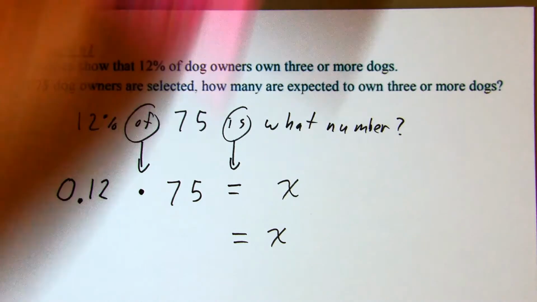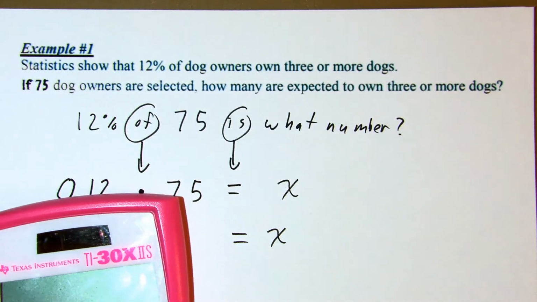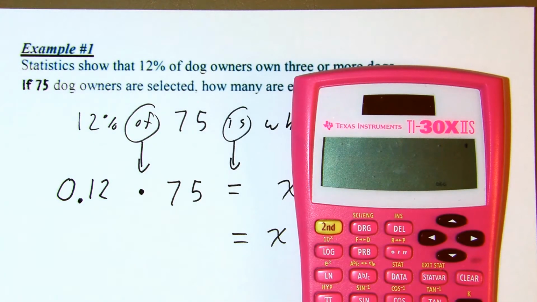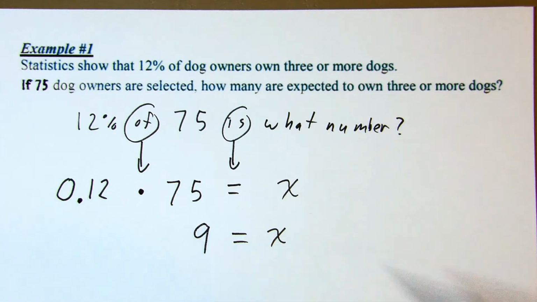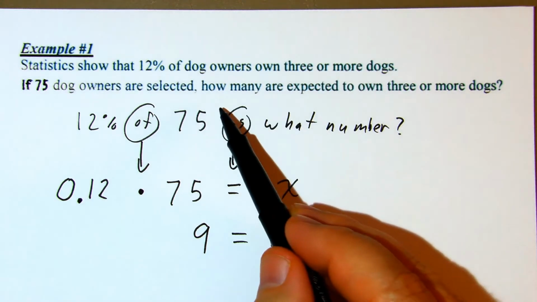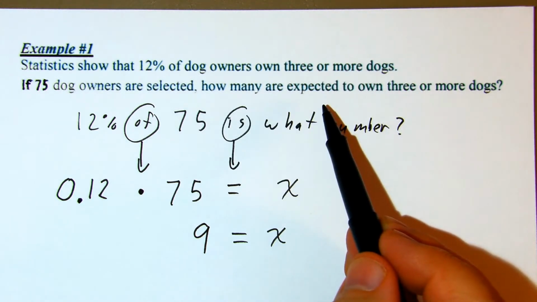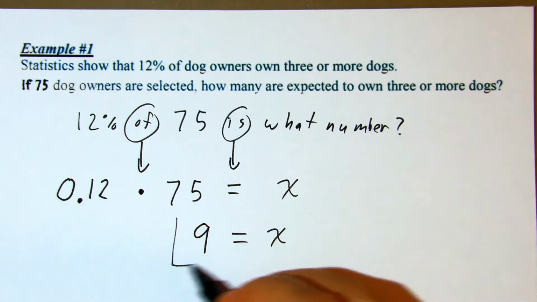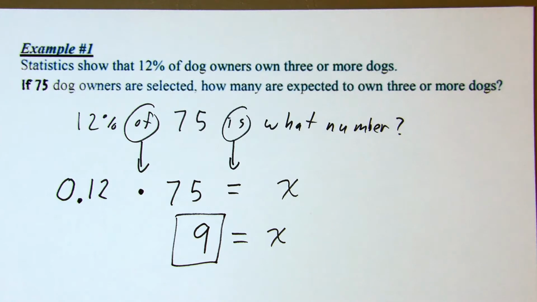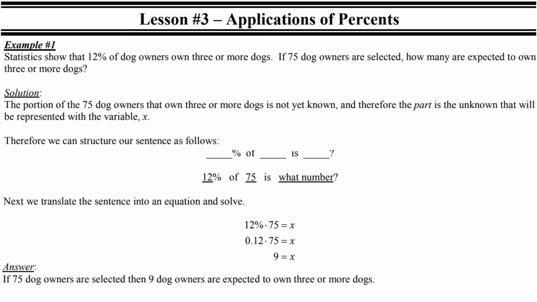If I grab my calculator and type 0.12 times 75, I get 9. And in the context of this question, what we found is that we would expect 9 of these dog owners to own 3 or more dogs out of the 75. So the answer is 9. And here's the same example typed up.